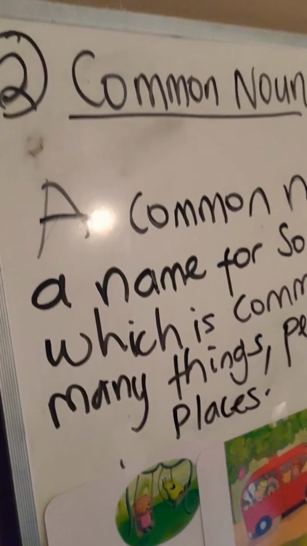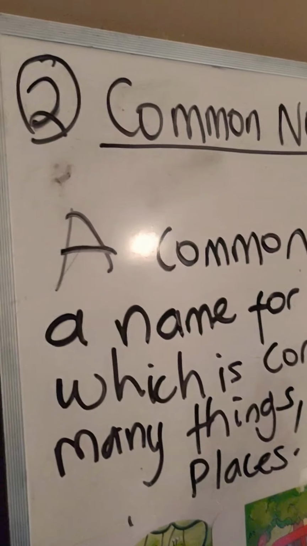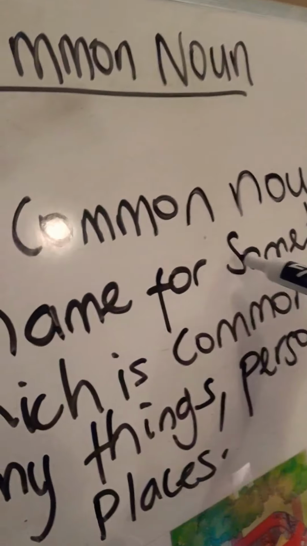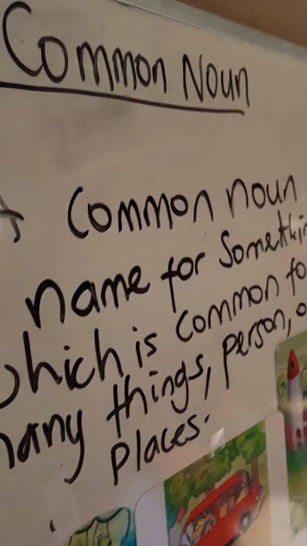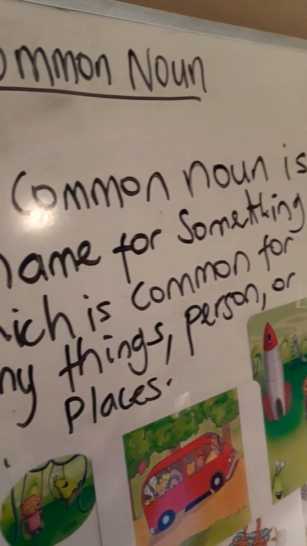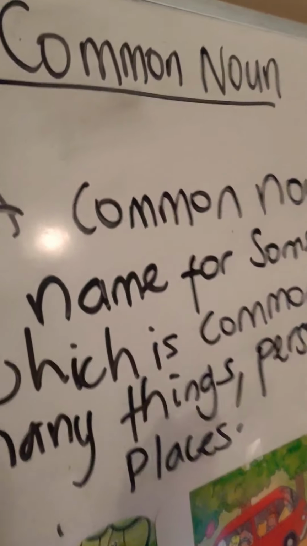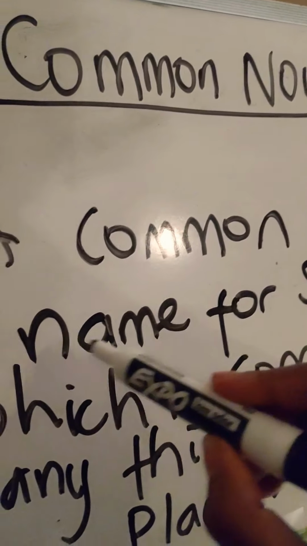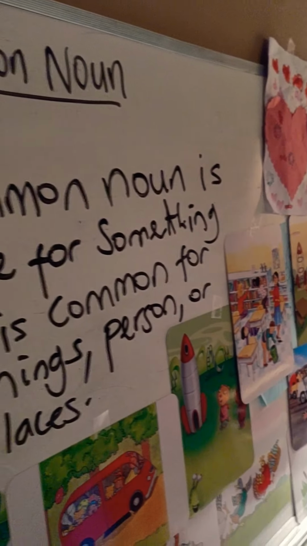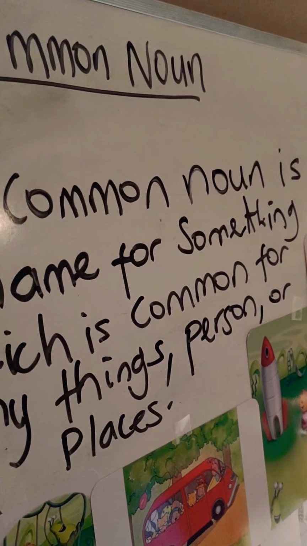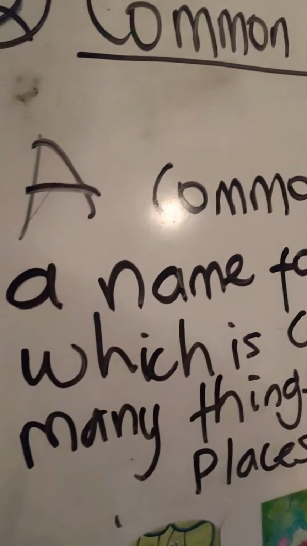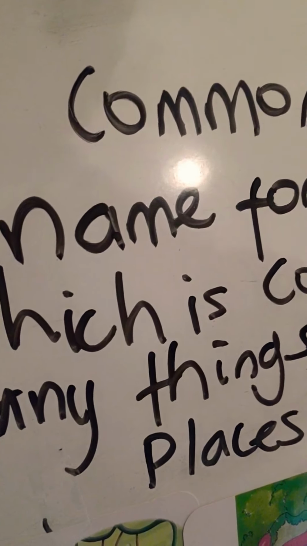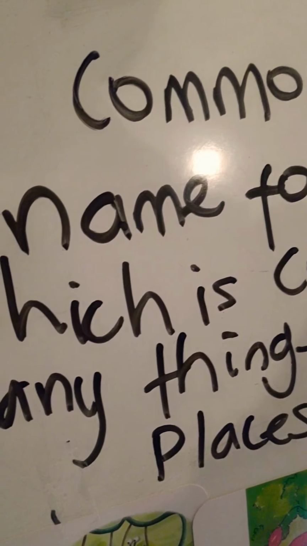Okay, can we get this definition very clear, everybody? A common noun is a name for something which is common for many things. Person or places. Oh, animals, that's true. We have to write that there. Many things like persons, animals. Okay, we'll have to add an animal here too. Place or thing.